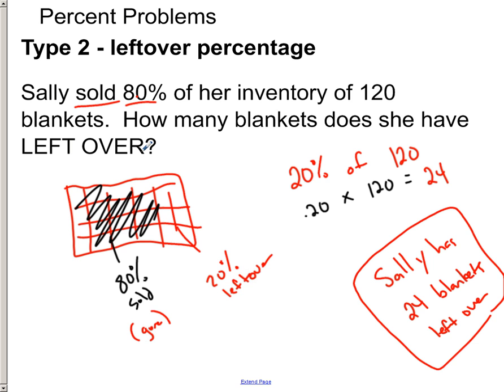Now, if they said how many blankets did she sell, we'd want to find 80% of 120, but we didn't. It was just the leftover. So you just got to start to learn to read these story problems and find out what the percentage represents.